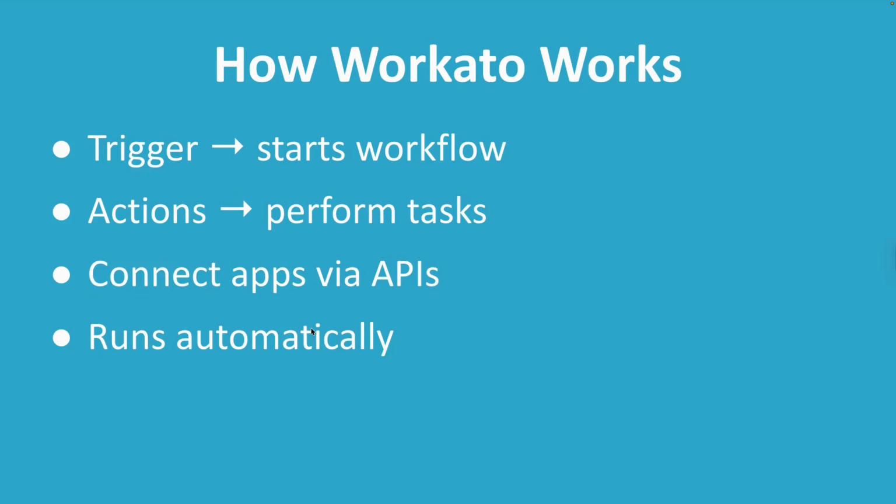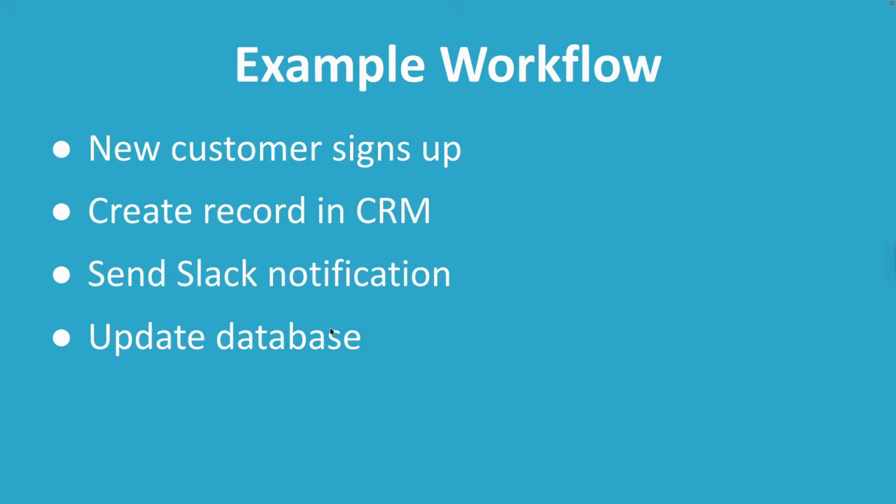How it works? Workato works on a simple concept, trigger and action. A trigger starts the workflow. A trigger can be anything. A trigger can be an app, it can be a scheduler, it can be an API, and an action performs something as a result. And all of this is connected using APIs behind the scenes.